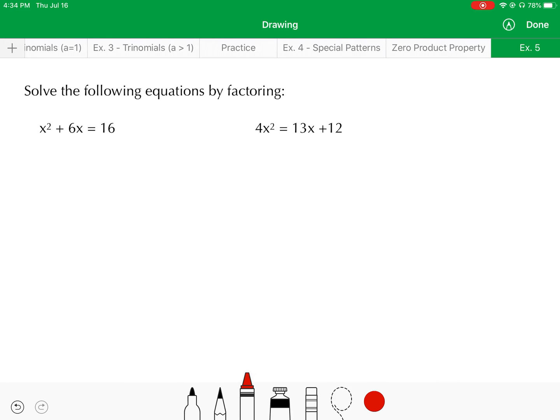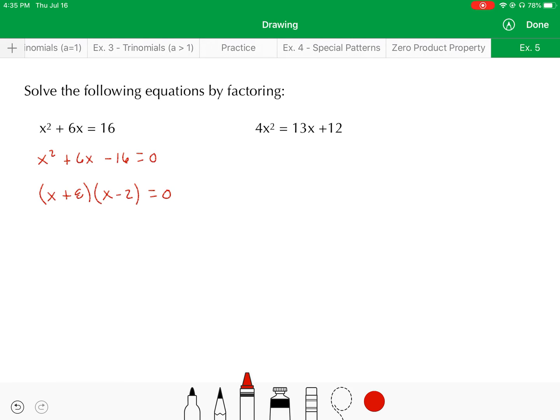What I'm going to do is get this set equal to 0, and then I'm going to factor the left side. So x squared plus 6x minus 16, that's going to factor to x plus 8 times x minus 2.